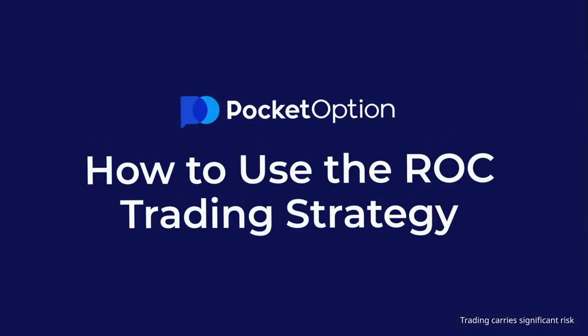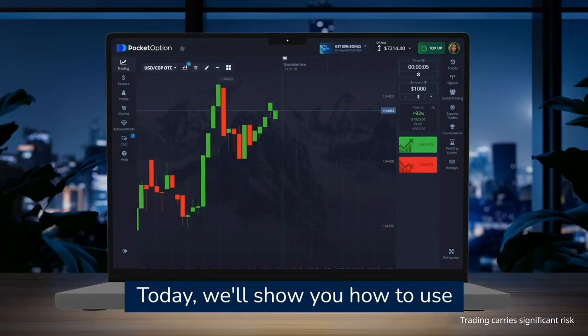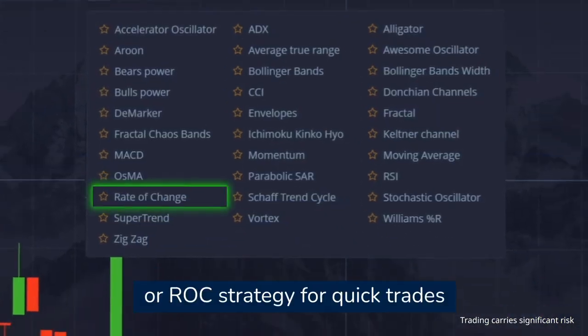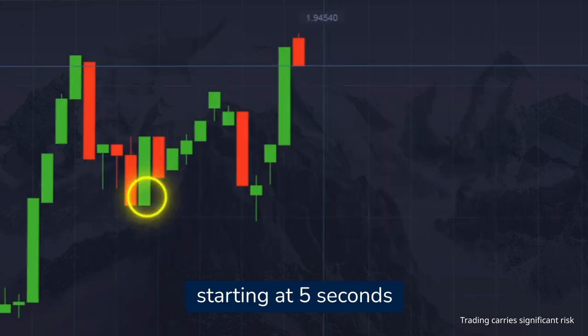How to use the ROC trading strategy. Today, we'll show you how to use the rate of change, or ROC strategy for quick trades starting at 5 seconds.